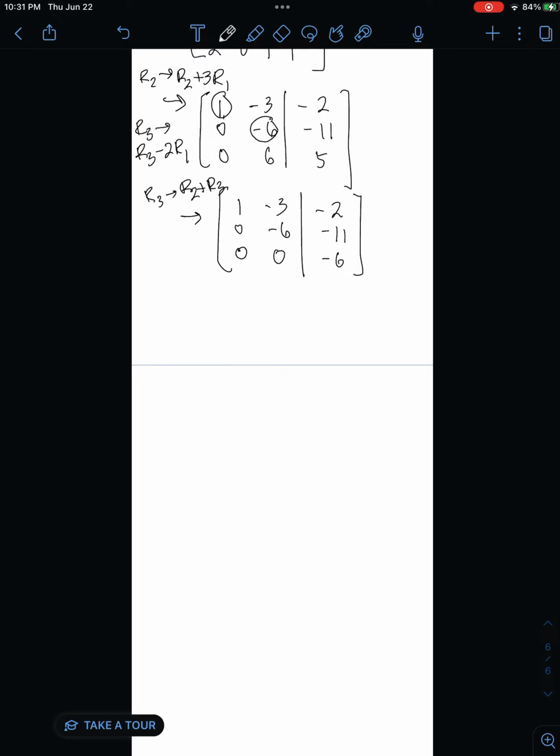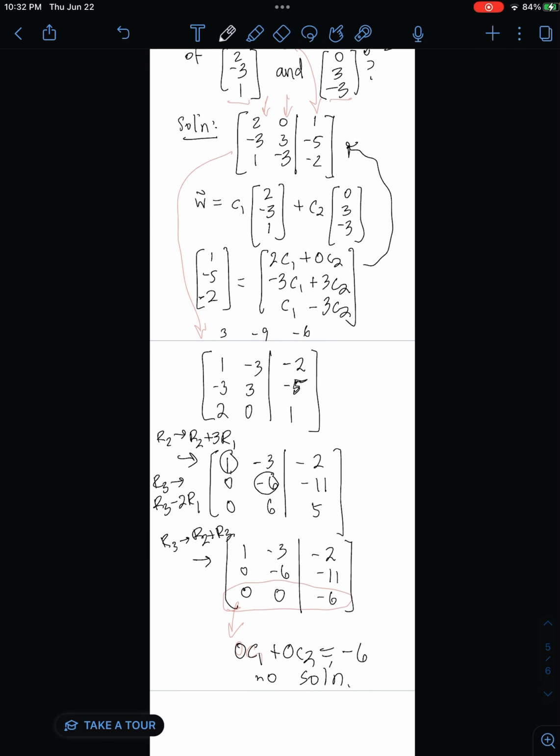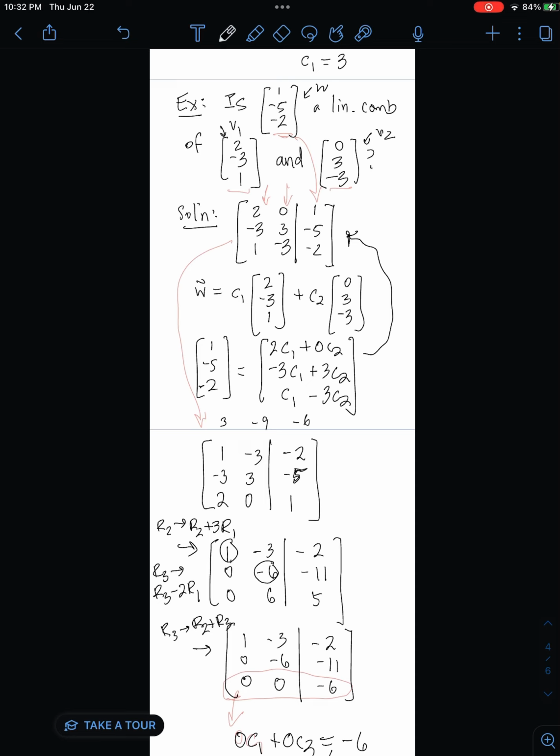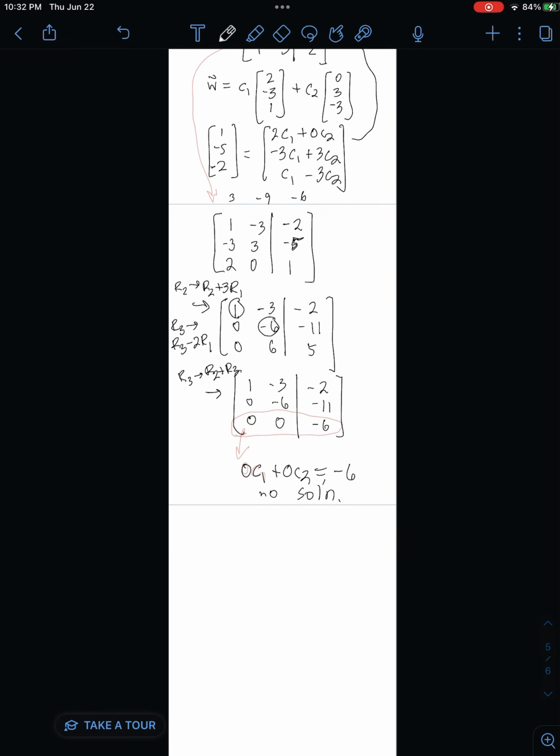Now do you see the problem? Does the system have a solution? No, because this bottom row, how do I translate that into an equation? It's going to tell me 0 C1 plus 0 C2 is -6, and that has no solution. There's no solution for C1 and C2. So what does that tell me in terms of whether W is a linear combination of V1 and V2? The answer is no, because the system has no solutions.